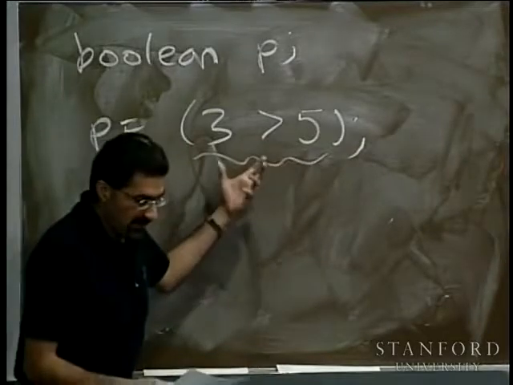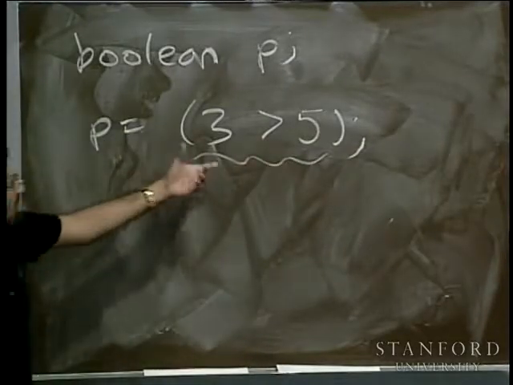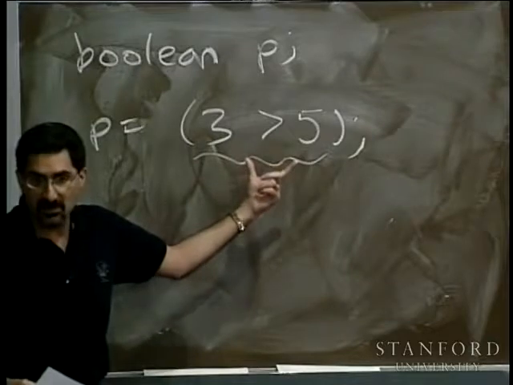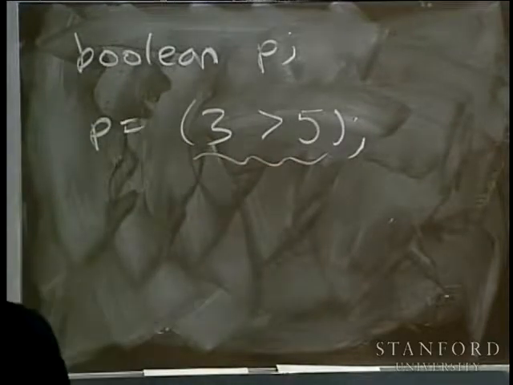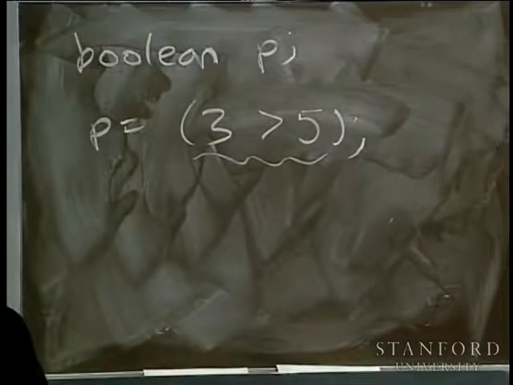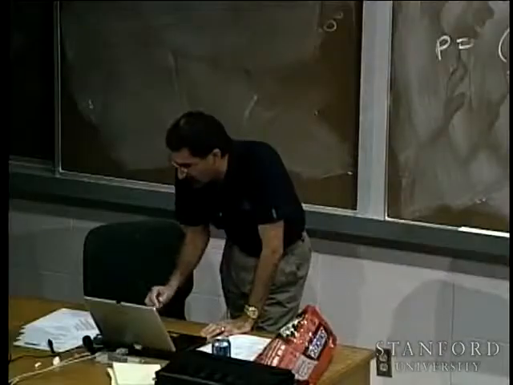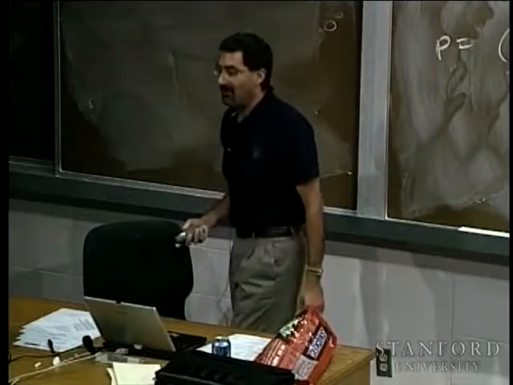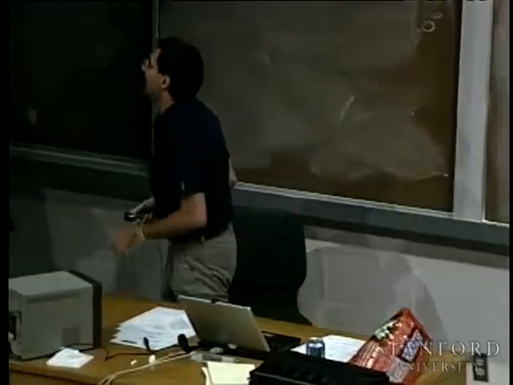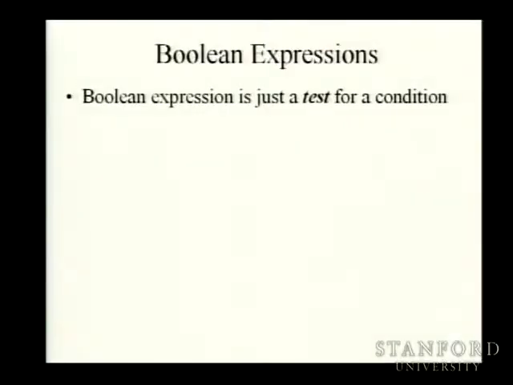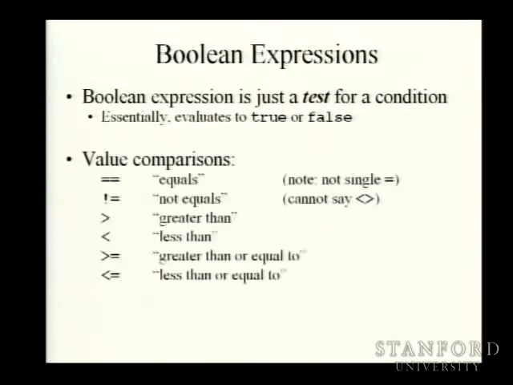So there are certain operations we can use called relational operations which, when we evaluate them on 2 values, give us back something whose value is true or false. So let me show you some examples of that by going to the overhead. Boolean expressions are basically a test for a condition, and they evaluate to true or false, right? And you can actually use the words true and false in your program and say p equals true, for example. Those are actually parts of the language.